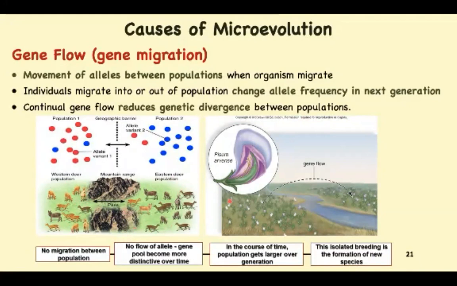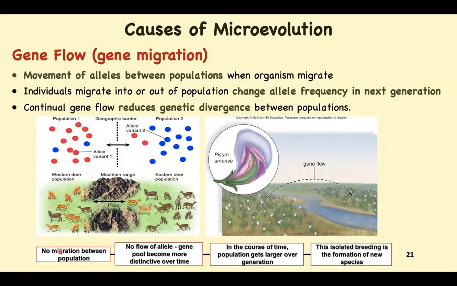Okay, contohnya this can be one contoh of migration. This is another example of migration, is pollinated. Okay, dia pergi ke sebelah sungai belah sana. So that is also considered a gene flow. Okay. What happened in contrast? Kata kalau tak ada migration dalam the population, what happened? So when there is no migration between the population, there is no flow of allele.